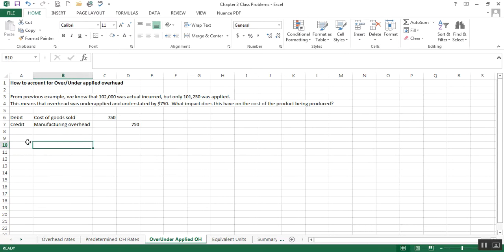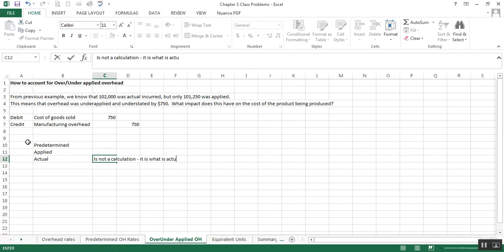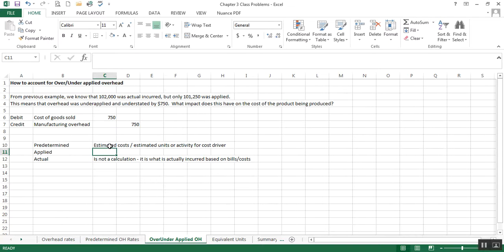Okay? So there's three different types of overhead that we're talking about: predetermined, applied, and actual. Actual overhead is not a calculation. It is what is actually incurred based on bills/costs. Predetermined is estimated costs divided by estimated units or activity for the cost driver. And your applied overhead is equal to your predetermined overhead rate times your actual cost driver units.